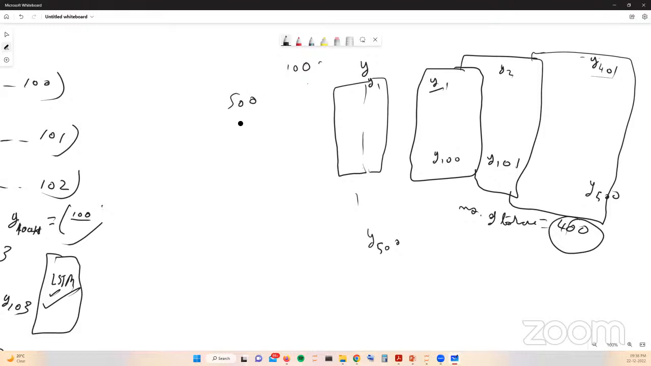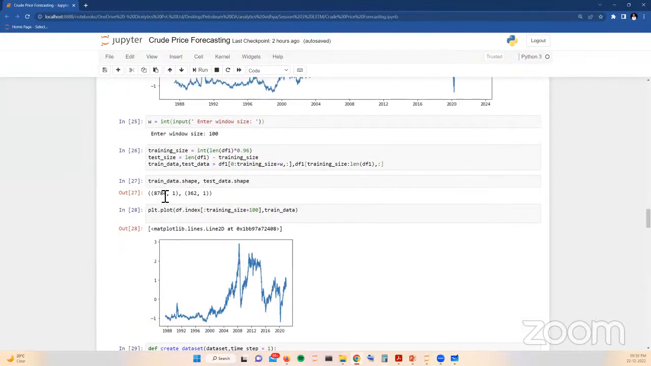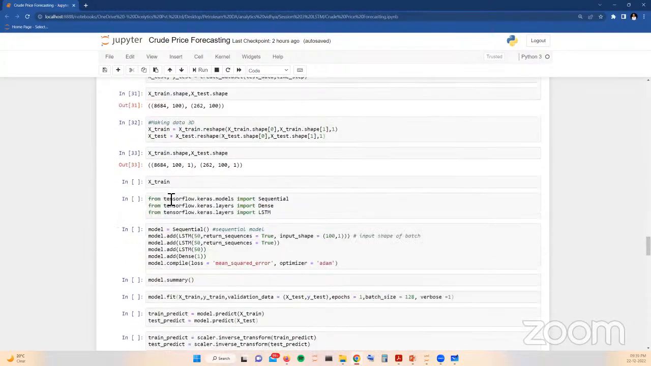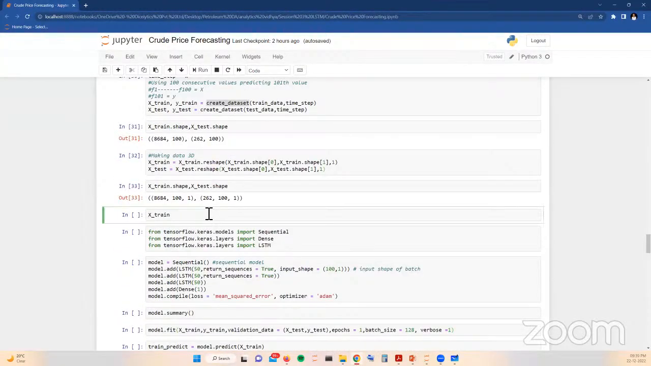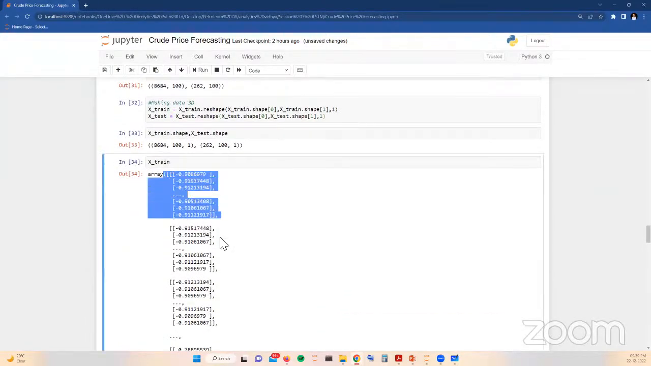And in a simple way, if you calculate that initially I have a total of 500 lines of data and I am making a 100-day time window, just subtract this and you will get the total number of batches. That will be 400. So this first dimension represents your total number of 3D batches, which will be your 8684, that is your initial training data minus 100. I hope this is clear to all. So these 3D batches have been generated.